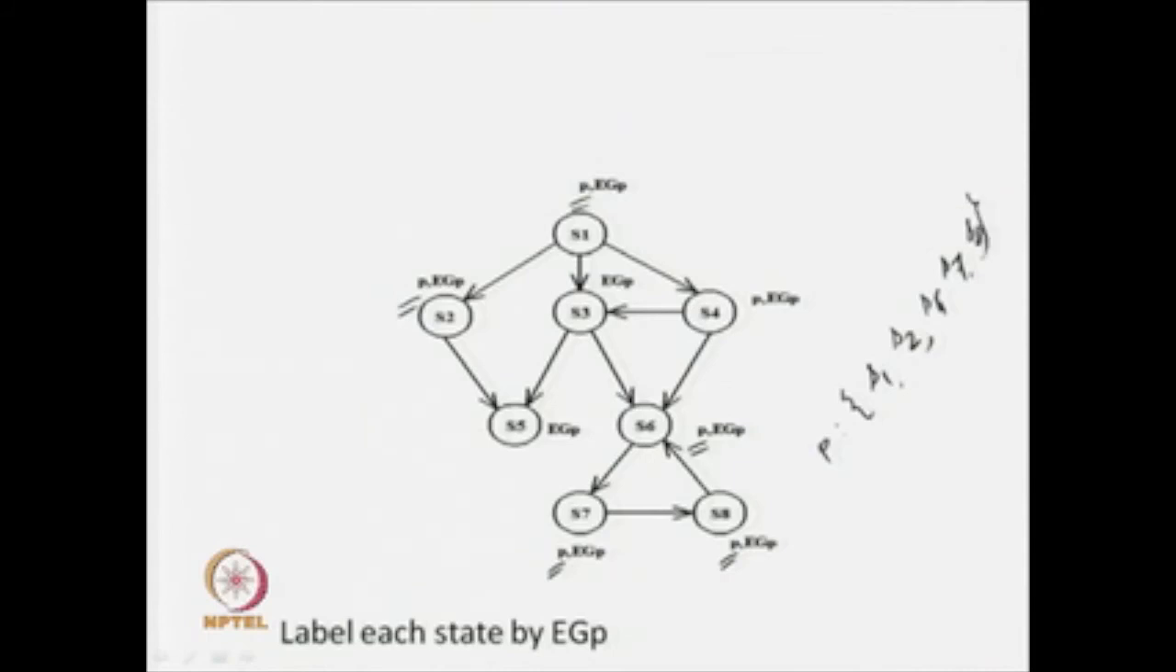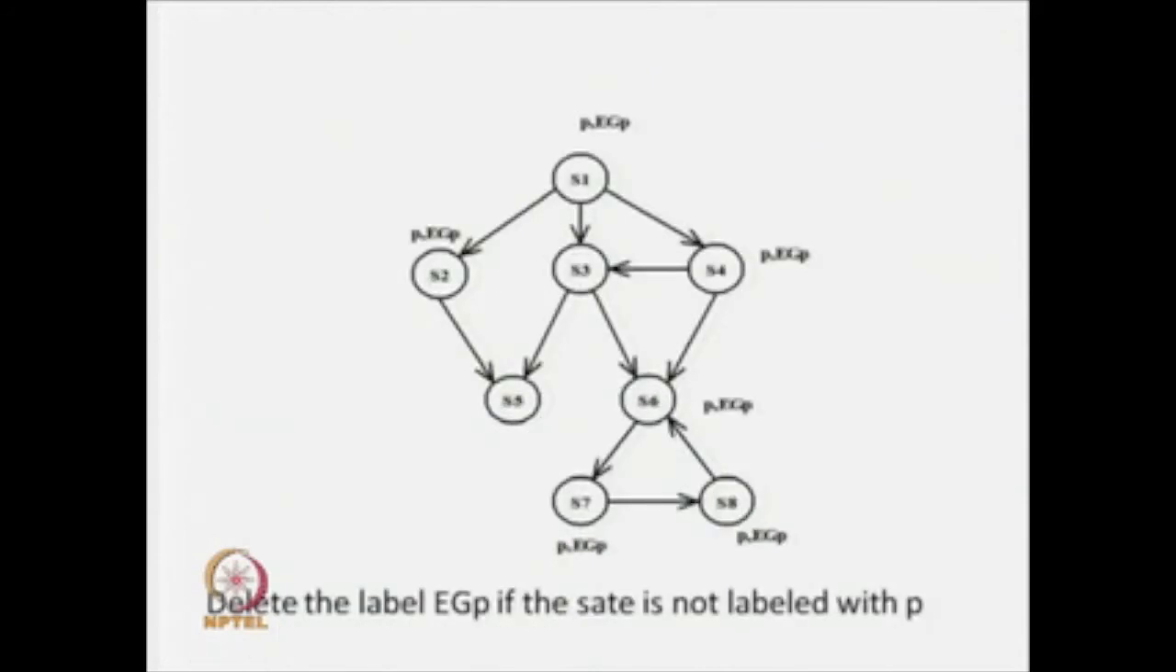In the first step, label each state with E g p. So, I am labeling each state with E g p. Now, what is the next step? The next step says to remove the label E g p from the states where p is not labeled. I have seen that p is labeled in these states, and it is not labeled in S 3 and S 5. So, I am removing the label E g p from these two states, S 3 and S 5.